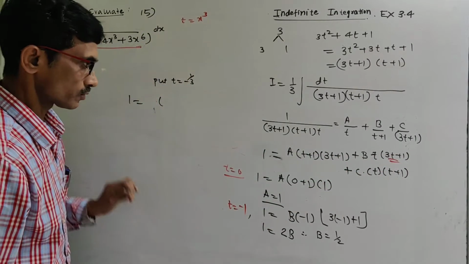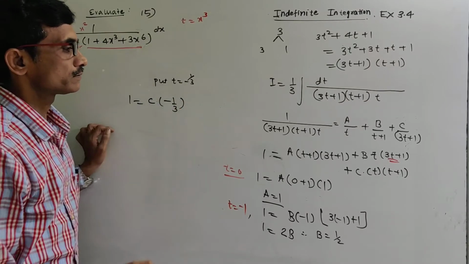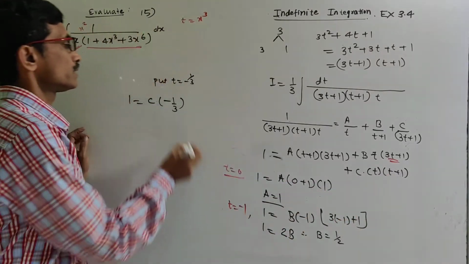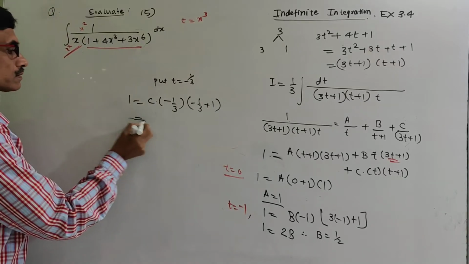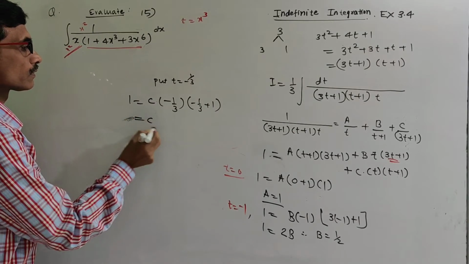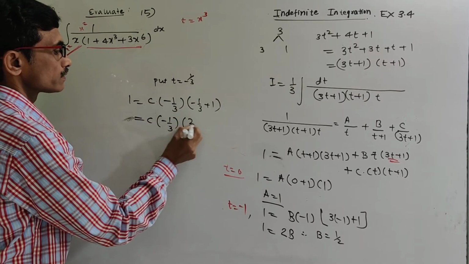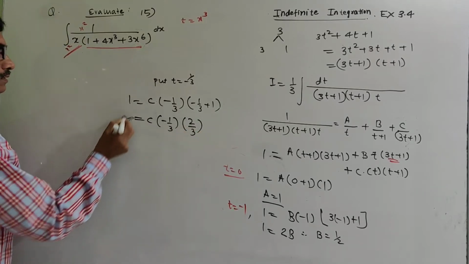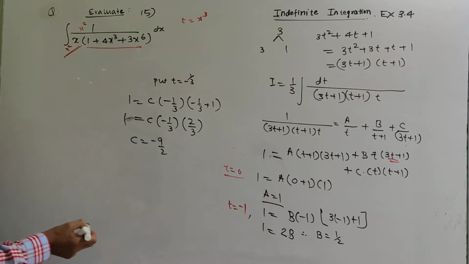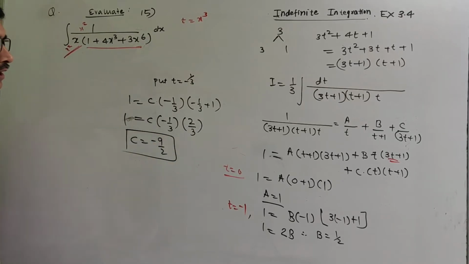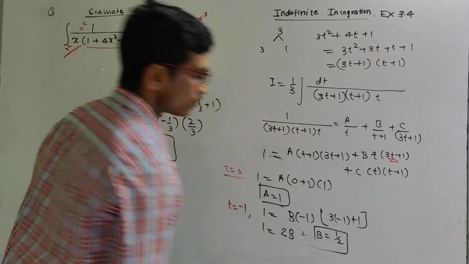So only c we have to write, c into minus 1 upon 3, and here minus 1 upon 3 plus 1, that is c into minus 1 upon 3, and this is 3 minus 1, that is 2 by 3. So here left hand side is 1, so c is equal to minus 9 by 2. So we are getting c is equal to minus 9 by 2, a is equal to 1, and b is equal to 1 by 2.